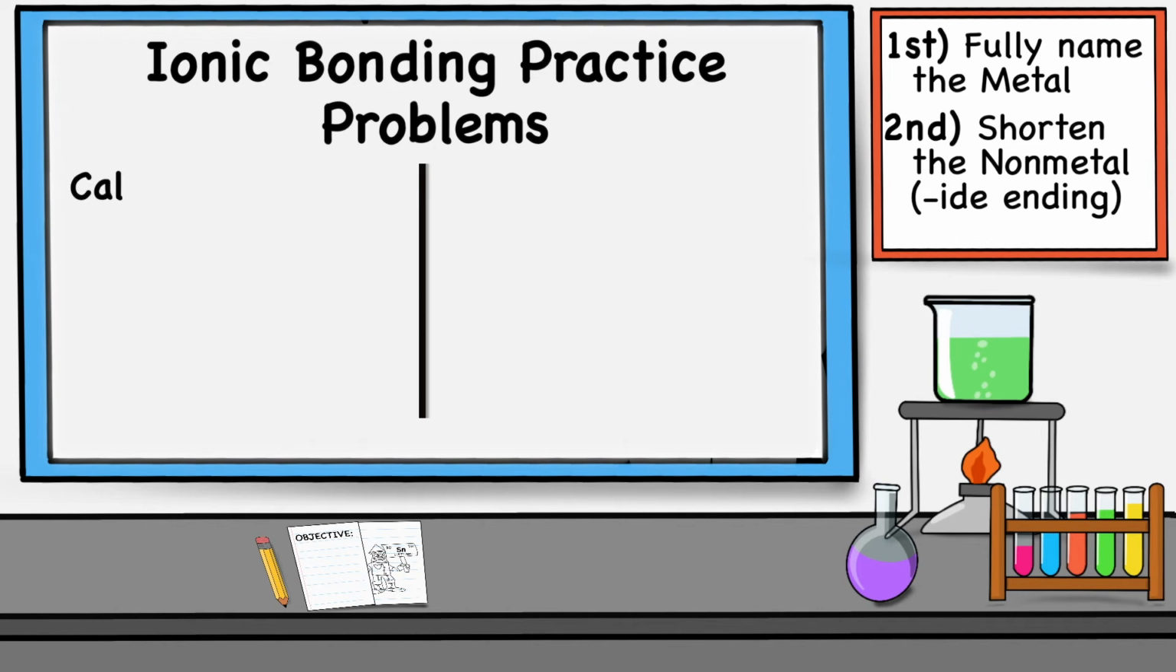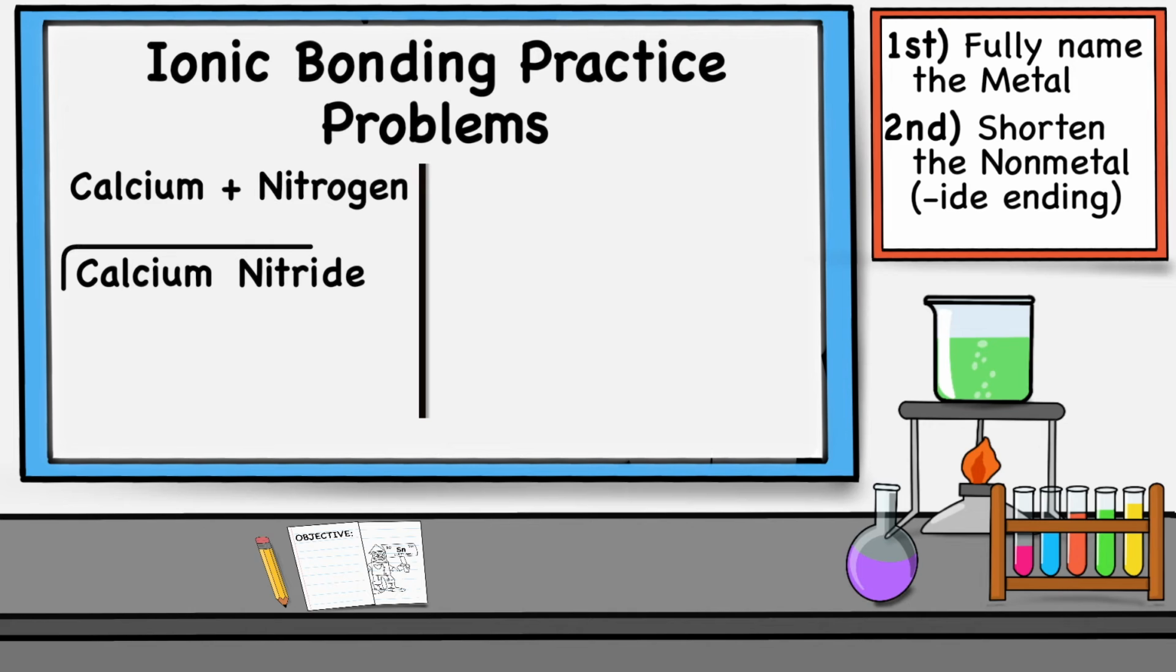Okay, what about calcium and nitrogen? Well, name our metal. Calcium. Nitrogen we shorten from nitrogen to nitride, so it would be calcium nitride. So now we've got the name calcium nitride.